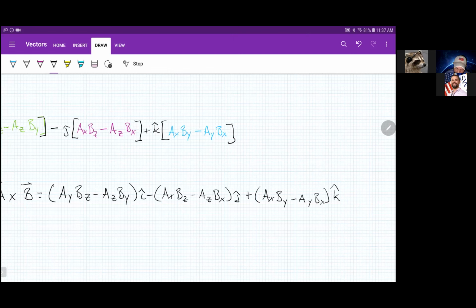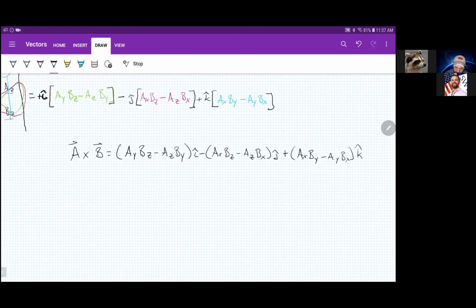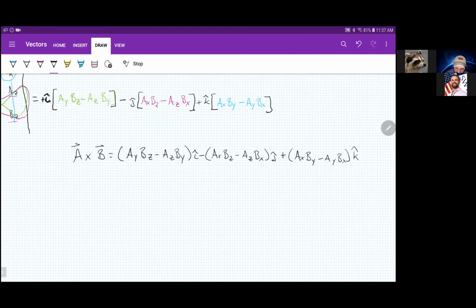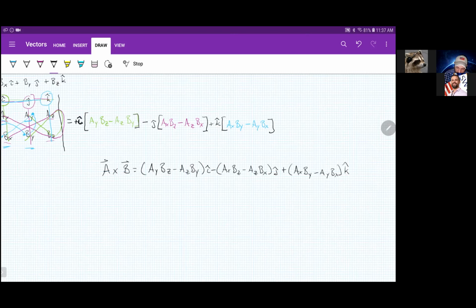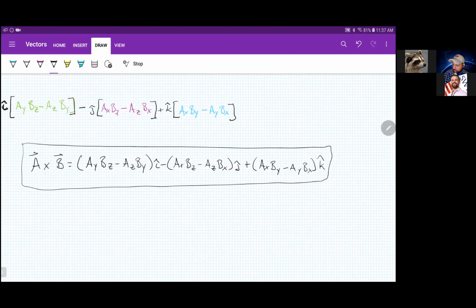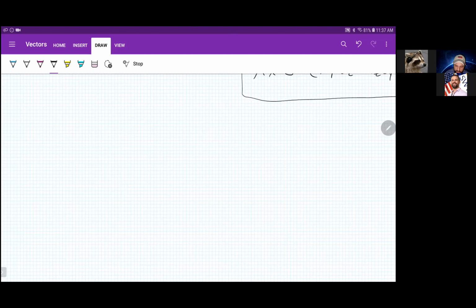But there is another way that some students and some other instructors prefer. I like this method because it already leaves everything together. So all my I hat components are together, my J hat components are together, my K hat components are together. This other method is a little bit easier to visualize, I guess, but I feel it leaves kind of a mess. So you determine which method you prefer and go with it. I don't care which one you use as long as you understand how to get to the result.